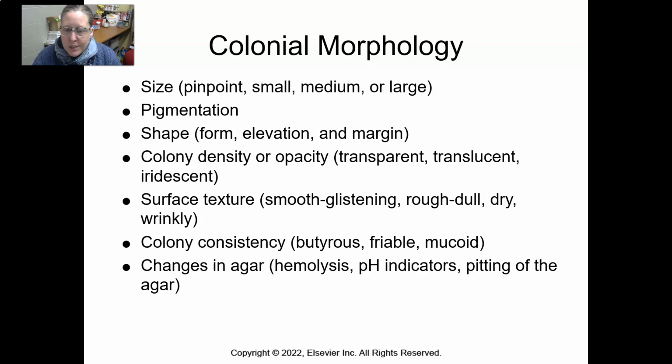And are there changes in the agar, especially if this is for blood agar? The hemolysis changes are read on blood agar. Is it alpha, beta, or gamma hemolytic? We'll go over that. If there are pH indicators in the media, did it change colors? Is there pitting of the agar, etc.? Those are all things you want to assess when you're looking at your colony morphology on that plate.